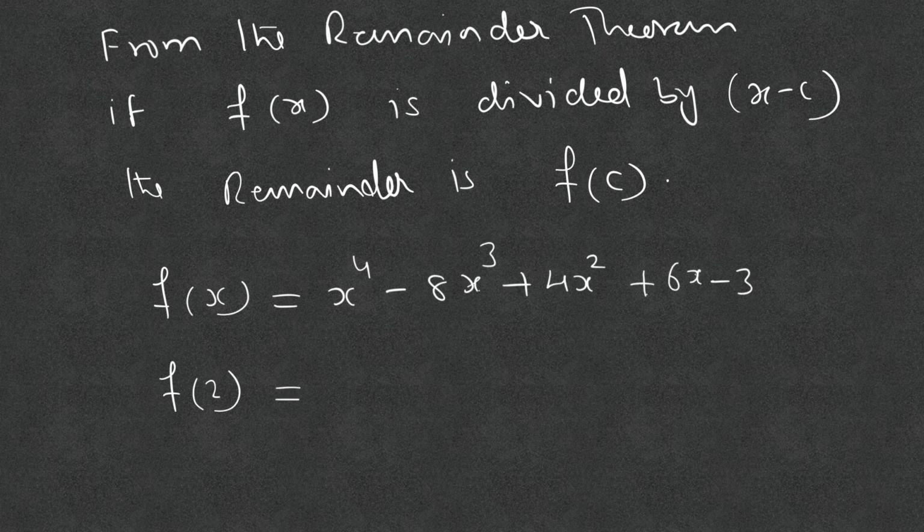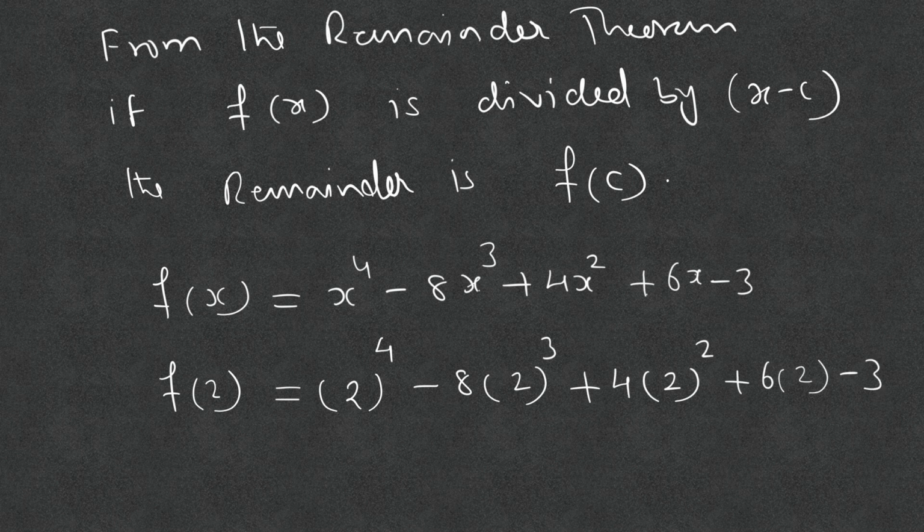And so f of 2 is 2 to the 4 minus 8 times 2 to the 3 plus 4 times 2 to the 2 plus 6 times 2 minus 3, which gives 16 minus 64 plus 16 plus 12 minus 3, which simplifies to negative 23. And so this verifies the remainder from the synthetic division.